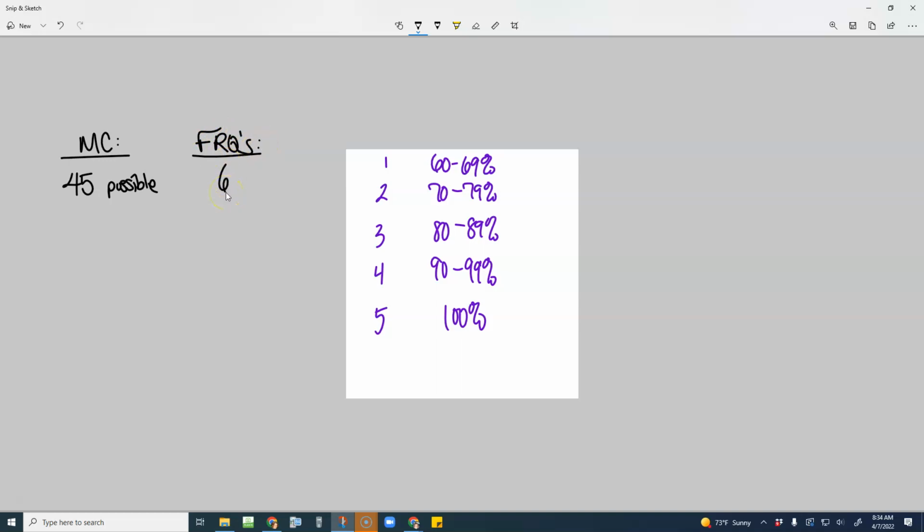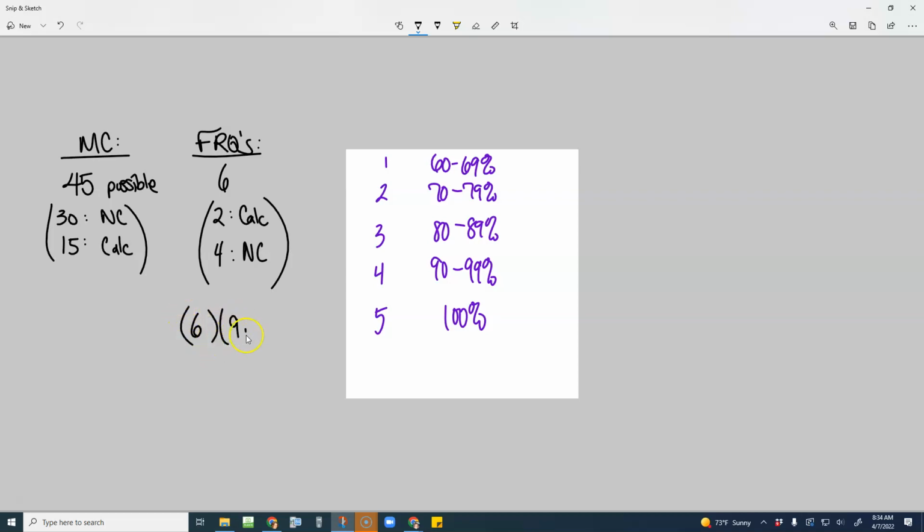Okay? Multiple choice. 30 of these are non-calculator. Believe me, the non-calculator ones are better. 15 are calculator. You don't want the calculator ones. They're harder. This is actually easier. Okay. Now check it. Each of these 6 FRQs have 9 different possible points that could be gotten in the A's and B's and C's and D's all added up. That's 54 free response points possible.